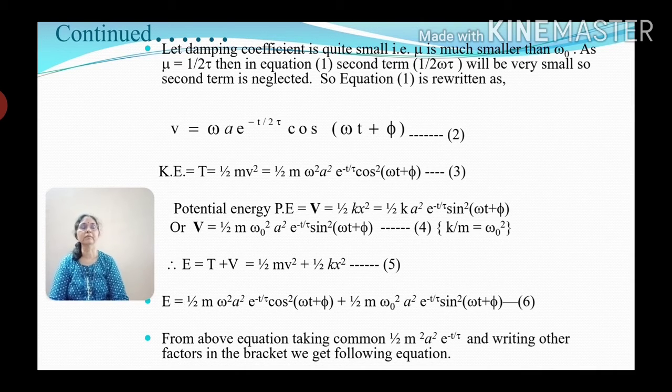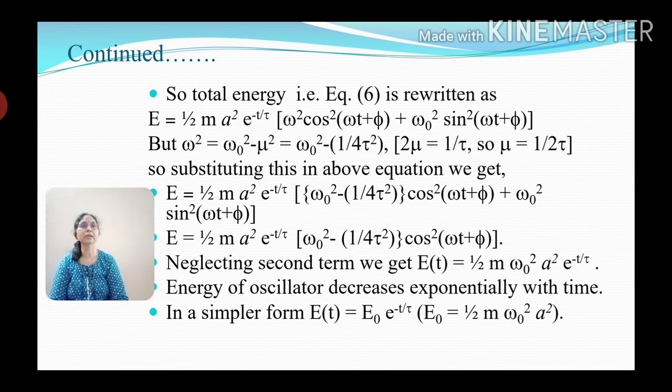Now, in equation number 6 we observe that m a square e raised to minus t upon tau is common. Of course, half is also common. So, we will take it out and put the rest of the terms inside the bracket. Now the total energy is E is equal to half m a square e raised to minus t upon tau, and in the bracket we get omega square cos square (omega t plus phi) plus omega 0 square sin square (omega t plus phi).